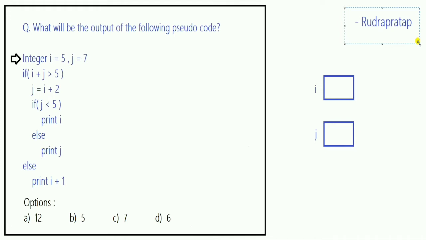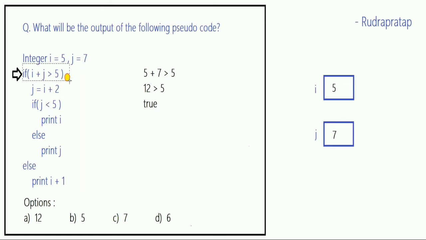Now we have our pseudocode on the left hand side of the screen and memory representation on the right hand side of the screen. So the first statement says integer i equal to 5, integer j equal to 7. So 5 is assigned to the variable i and 7 is assigned to the variable j.